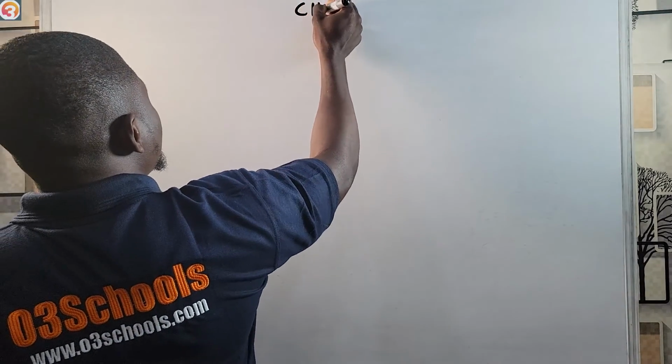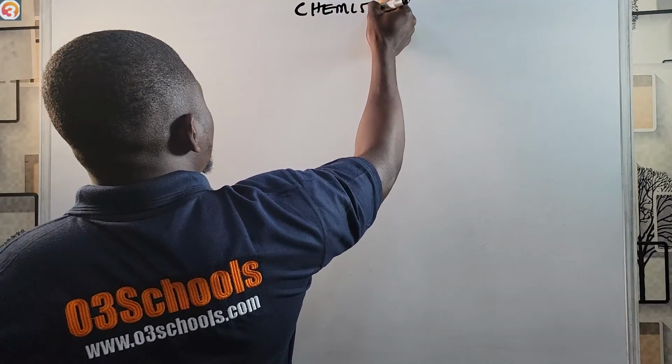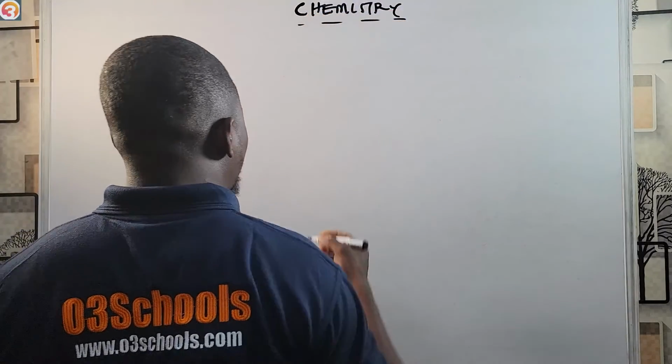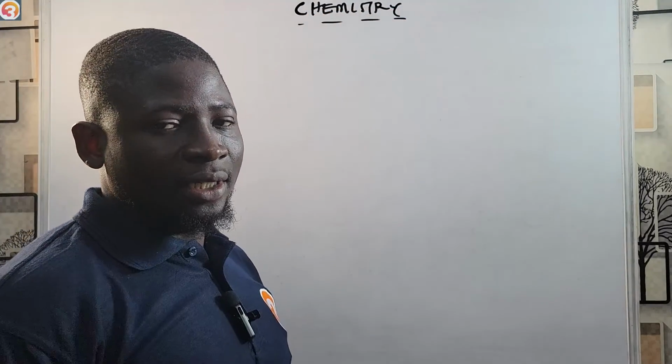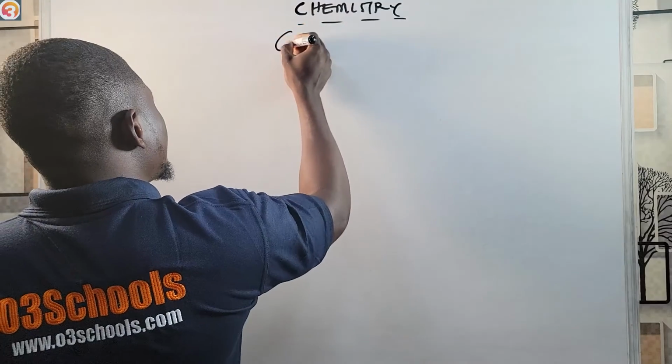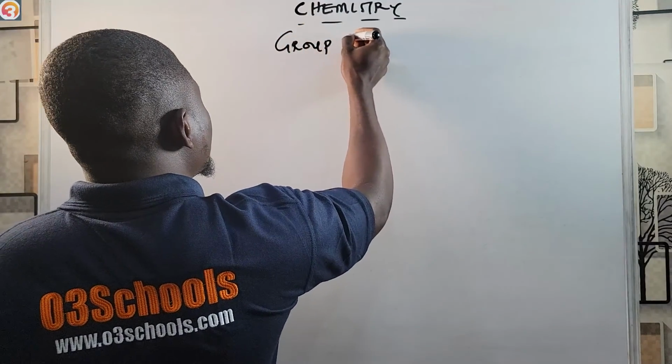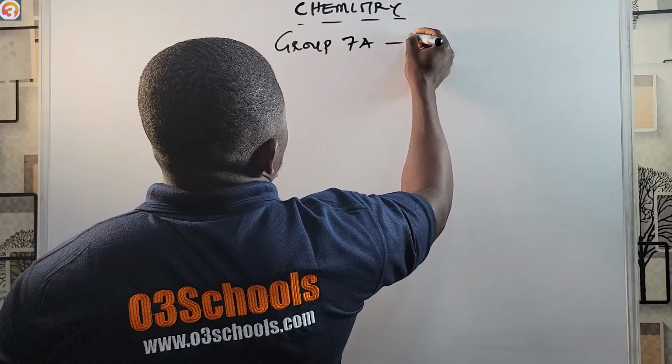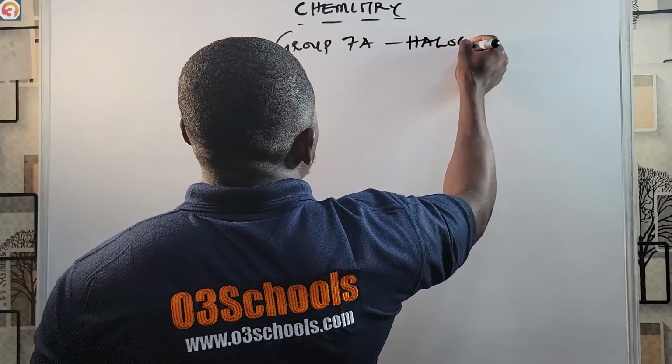So it's chemistry, and of course today we'll continue our study on the families of elements. And today I'm going to look at group 7 elements, 7A elements, what we call the halogens.